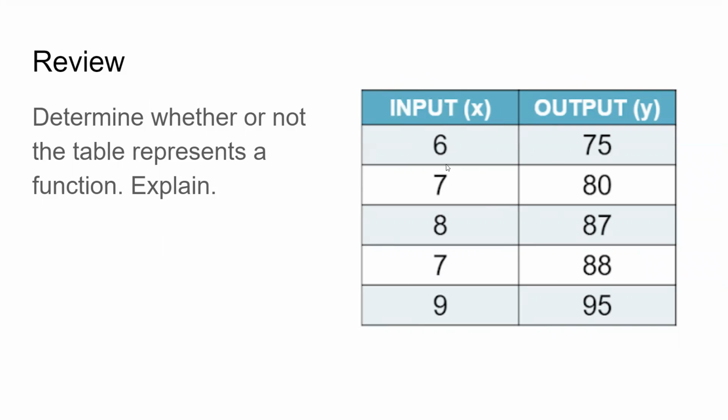I'm seeing if there's any repeating numbers, and I see 7 on there 2 times. So since there's 2 different 7s for my inputs, I know that I do not have a function. If you can't see that from a table, feel free to make a mapping diagram. And if you have 2 arrows drawn from one number, that means that it is not a function.